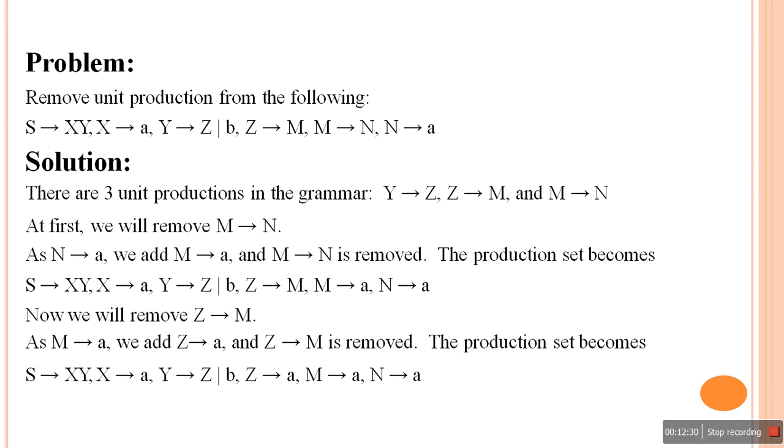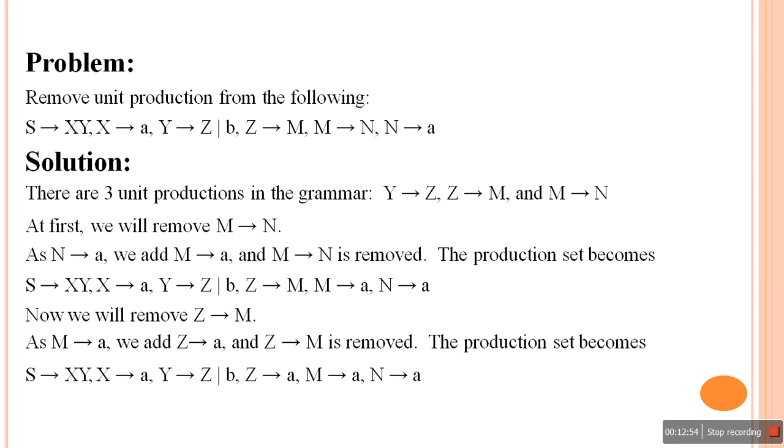S → XY, X → A, Y → Z | B, Z → M, M → N, N → A. Here we have 3 unit productions: Y → Z, Z → M, M → N. We have to remove these 3 unit productions from the grammar to simplify our context-free grammar.